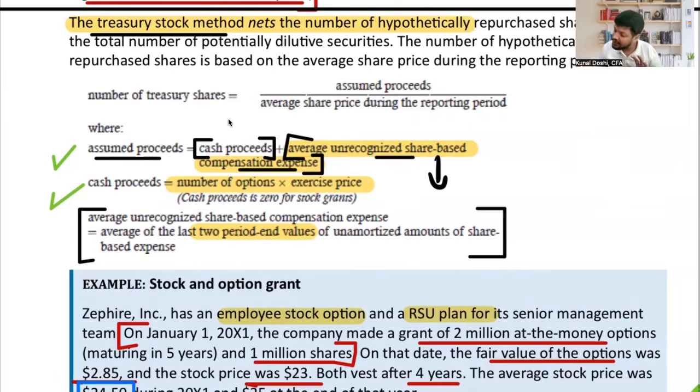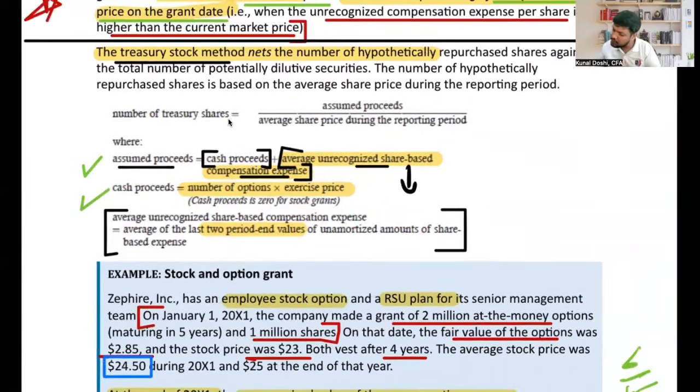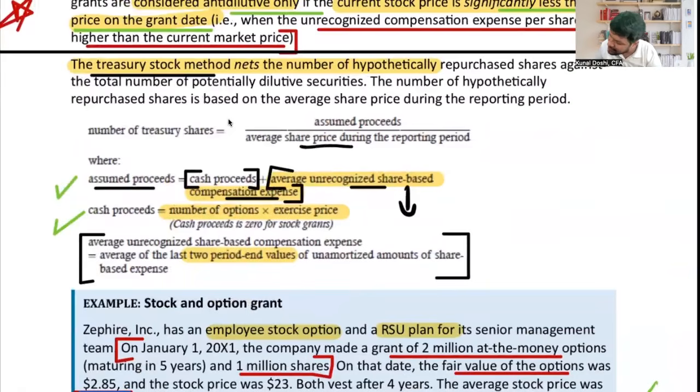That final proceeds that you get is the final amount that the company will receive. From this amount, the company can actually buy its own shares back. So once I get the assumed proceeds, divided by the average share price, not the closing share price, that is going to be the number of treasury shares that the company will take back.